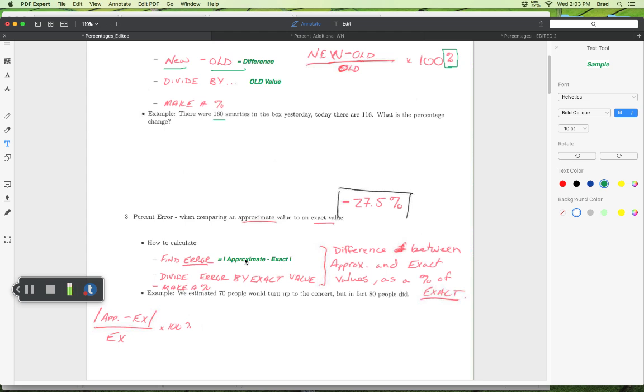We then divide the error by the exact value down here. Why would we divide by the exact value? Take a second and think about that. Go ahead and pause. I'll just be here.